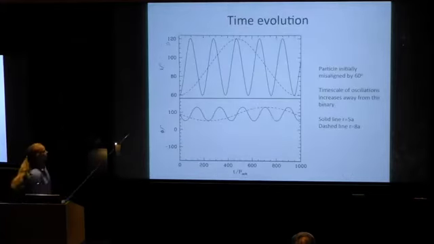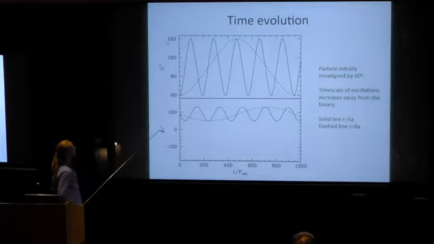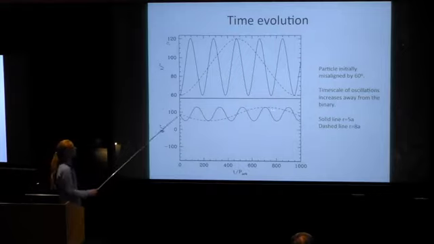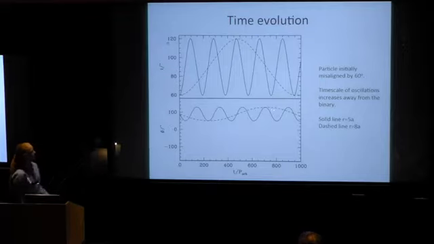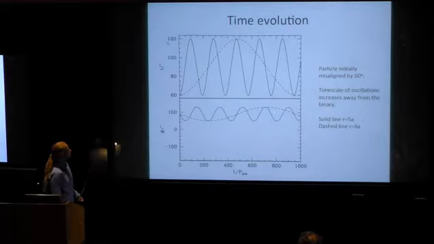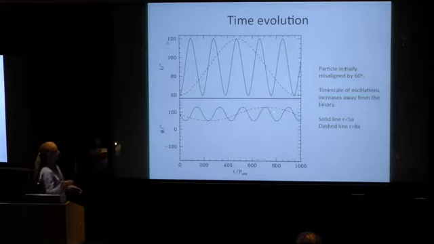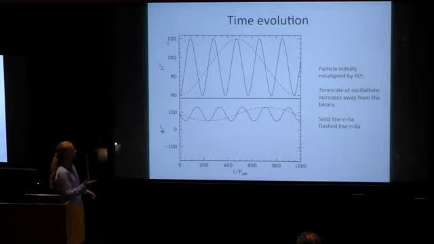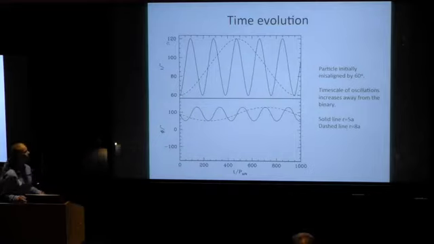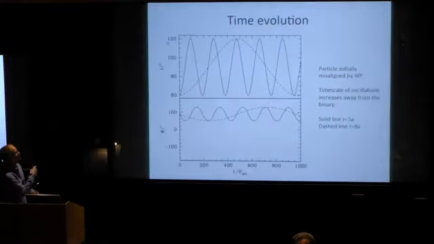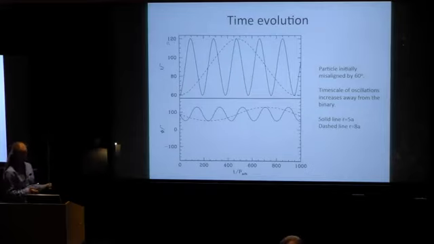So this is an orbit that begins at an inclination of 60 degrees. This shows how it changes in time. And this is the longitude of the ascending node. So we're exchanging the inclination with the longitude of the ascending node during these oscillations. The solid lines show a particle closer in, and the dashed lines show a particle farther away. The farther away the test particle is, the longer the timescale for the precession. But the amplitude of the oscillations remains roughly the same.